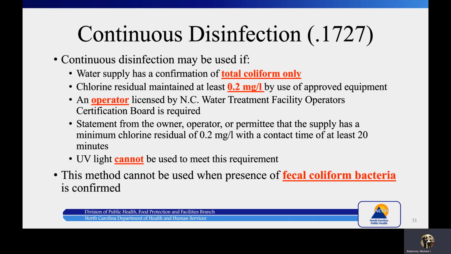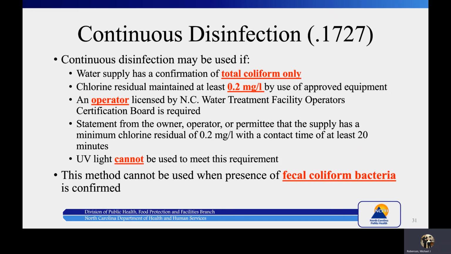So let's move into continuous disinfection for Rule 1727, and we talked about this earlier when we talked about our springs. Continuous disinfection may be used if a water supply has a confirmation of total coliform only. So keep that in mind. This cannot be used when we have fecal coliform bacteria confirmed in the water supply. Okay, only if we have total coliform only.